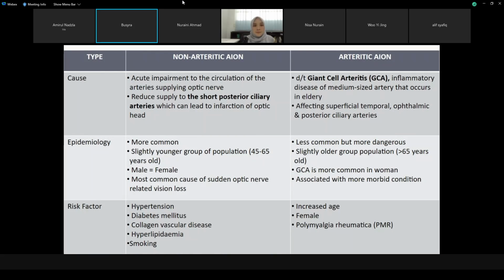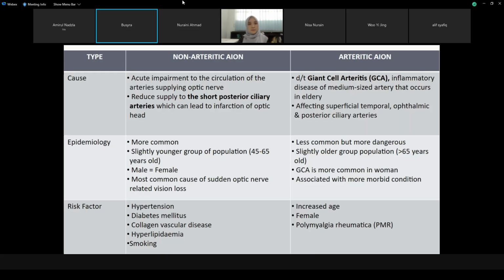Okay, so what is non-arteritic and what is arteritic? The cause of non-arteritic is acute impairment to the circulation of the arteries that supply the optic nerve. This will reduce the supply to the short posterior ciliary arteries, which can result in partial or total infarction of the optic nerve head.